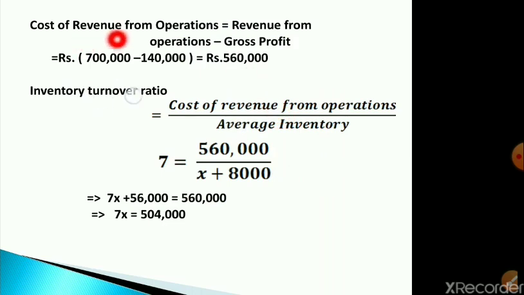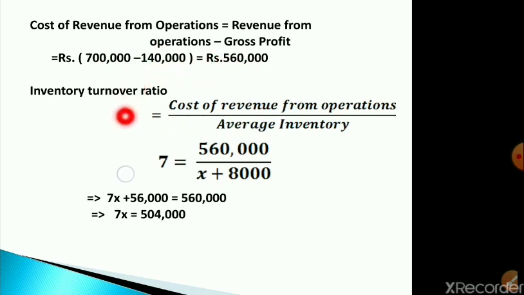Now, cost of revenue from operations. There was a second formula for cost of goods sold, that was revenue from operations, that is sales, minus gross profit. So from the sales amount, that is 7 lakh, I'll deduct 1,40,000 gross profit. This will give us cost of goods sold, that is 5,60,000.